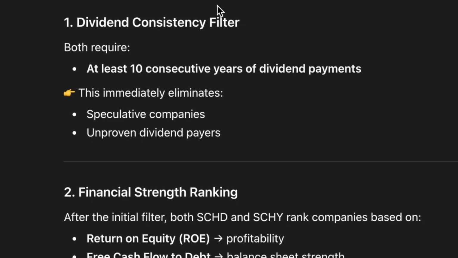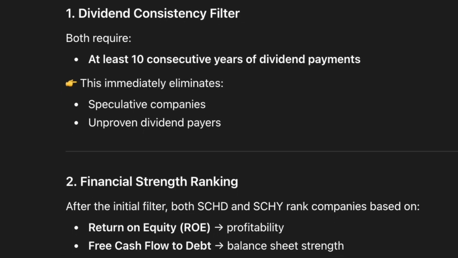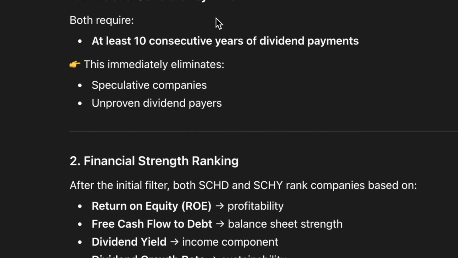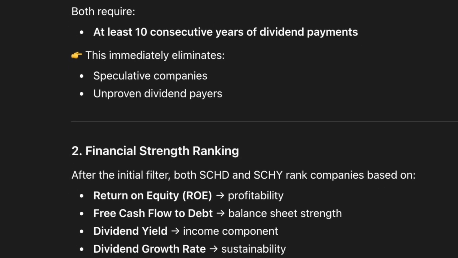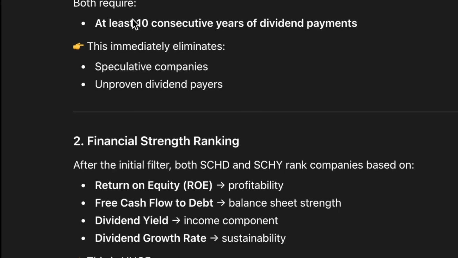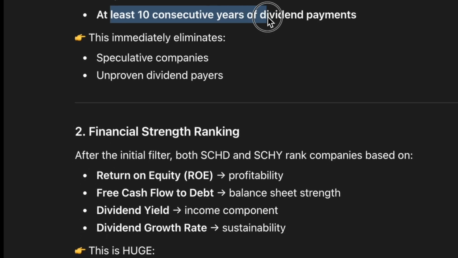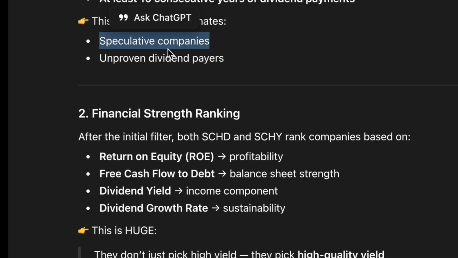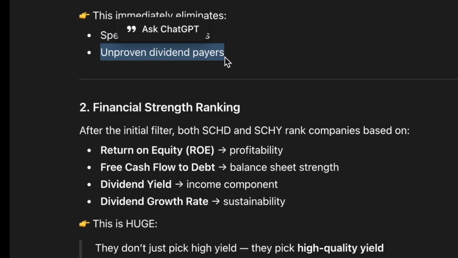But the difference is it is using the same exact screening process, except you are getting access to all international companies, nothing within the US. So the dividend consistency filter includes at least 10 years of consistent dividend payments. This automatically eliminates any speculative companies and any unproven dividend payers.